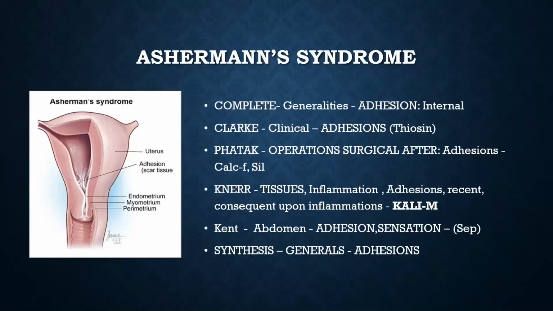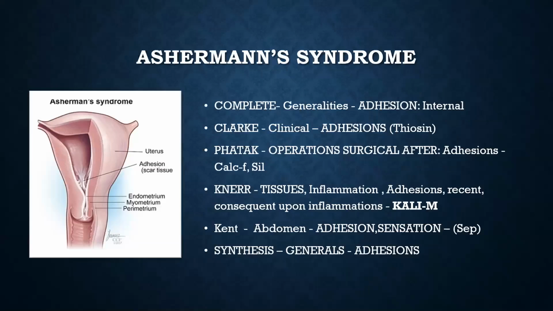Yeah, we were talking about Asherman syndrome. In case of Asherman syndrome, we spoke about the clinical chapter, that is from Clarke's repertory additions. Now remember, in Clarke's repertory additions, there is only one particular remedy which is given, and that is thiosinaminum. I guess thiosinaminum was even told last class. So clinical repertory additions, thiosinaminum.